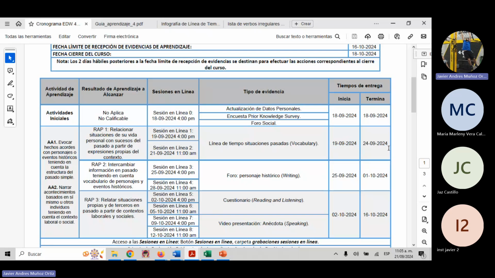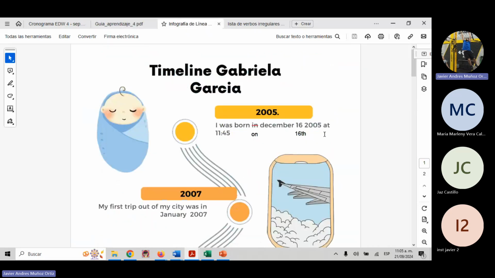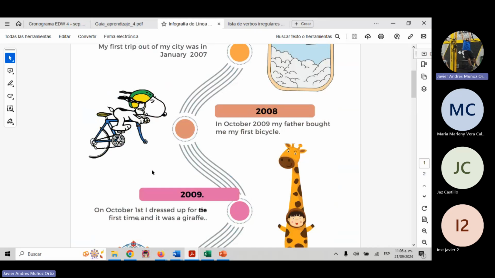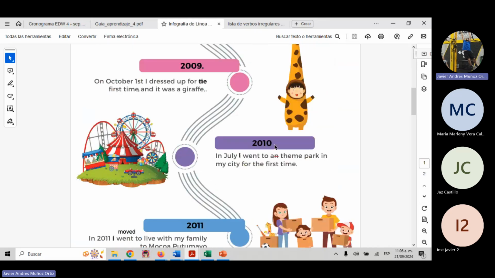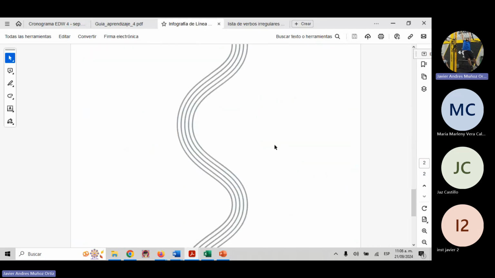So we said that according to the learning guide, we're going to present an activity similar to this. This is a timeline of a student and apprentice I had some months ago. She said, okay, in 2005, I was born. In 2007, I made my first trip. In 2008, my father bought me my first bicycle, and so on. So we're going to mention 10 events of our lives. This is an example.